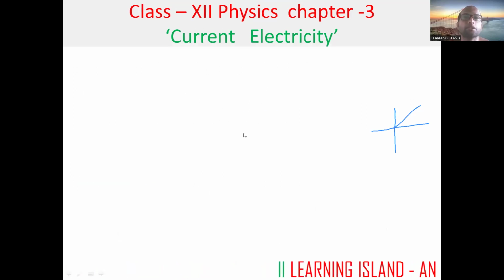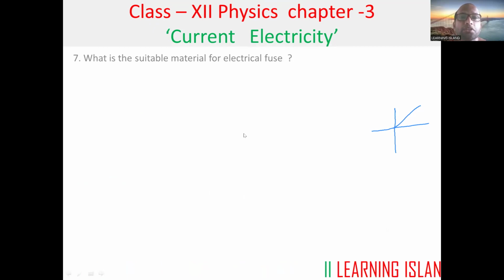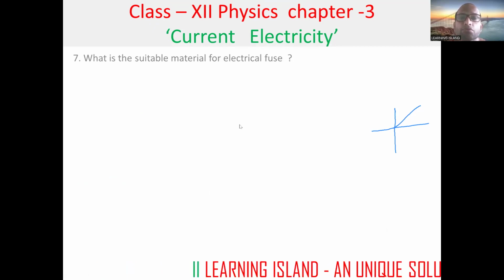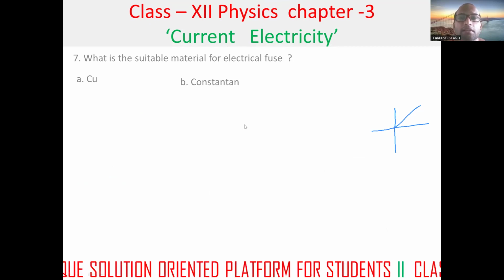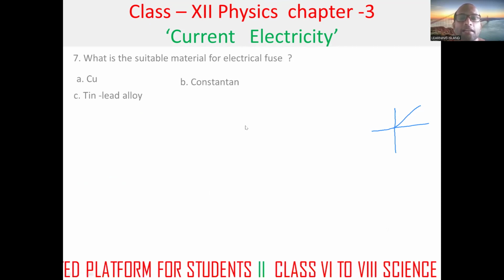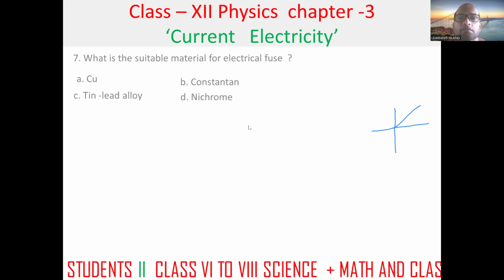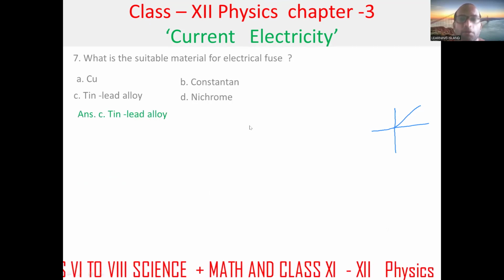So the next question is, what is the suitable material for an electrical fuse? Copper, constantan, tin lead alloy, nichrome. You know it is a tin lead alloy.